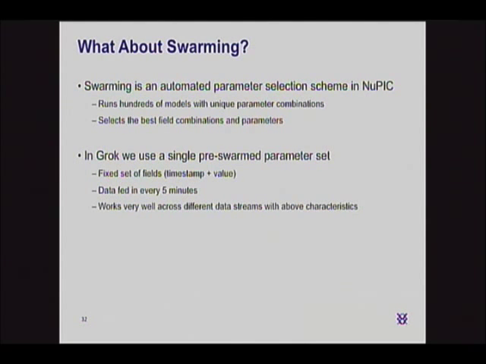So what we do in Grok is we actually use a single pre-swarm parameter set. And we can do this because we have a very constrained kind of setup within Grok. We have a very fixed set of fields. We have the timestamp and the metric value. We have data that's fed in every 5 minutes. And what we found is that the single pre-swarm parameter set works really well across different data sets, as long as they have these two characteristics. If you can fit it in here, it seems to work pretty well. You can still do better if you swarm, but the improvement is incrementally pretty small.